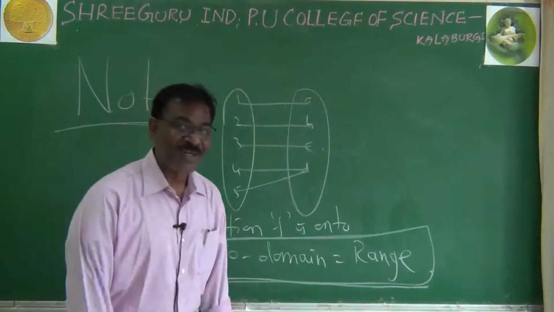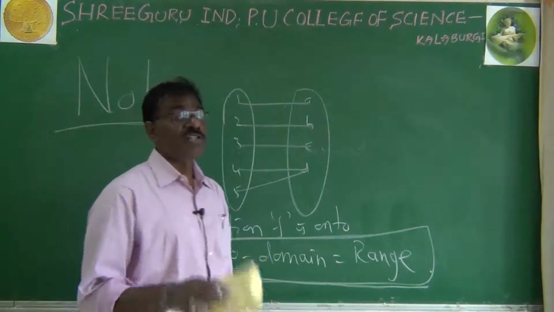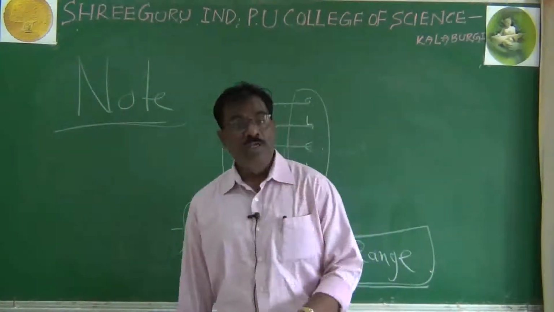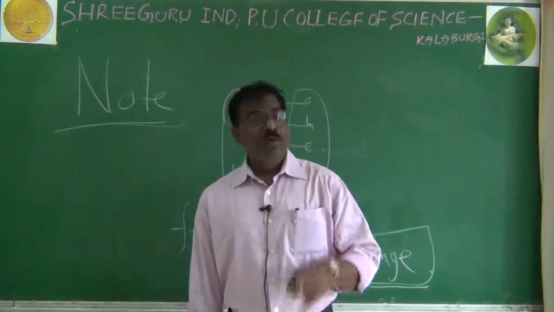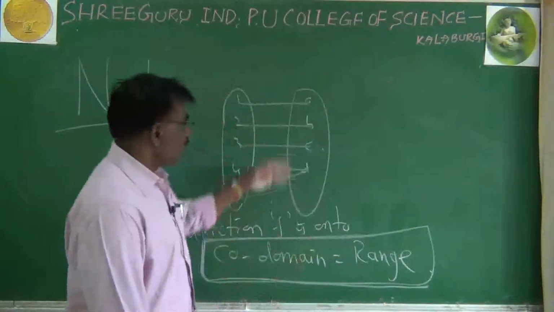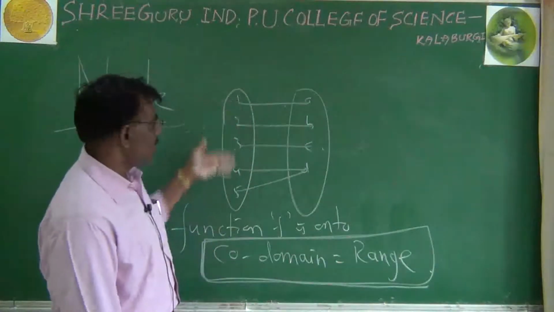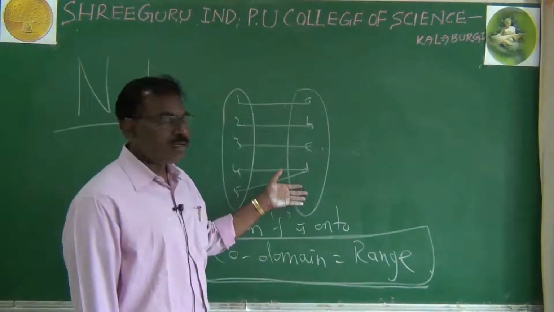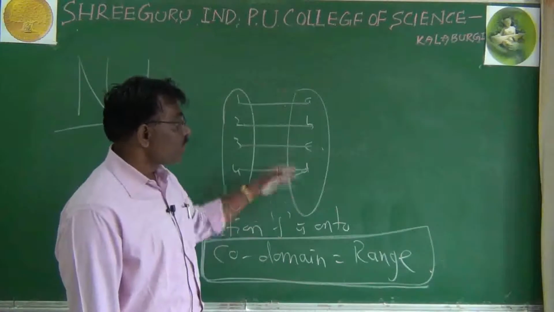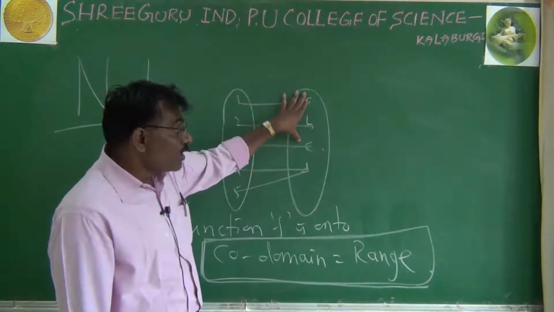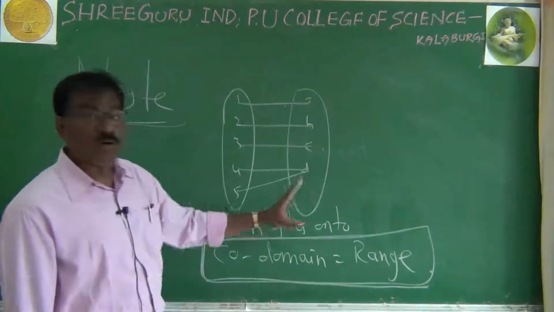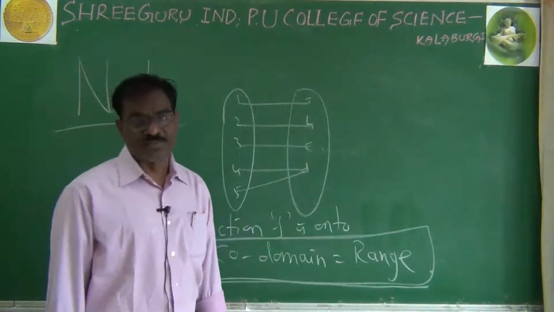What is onto? Please tell me what is the shortcut. If the function f is onto, in onto function always codomain equal to range. And what is the codomain? The set here. These are called domain. These are called codomain. What is the range? A, B, C, D. So codomain is equal to range is called onto function.